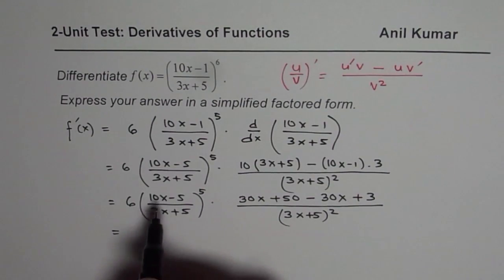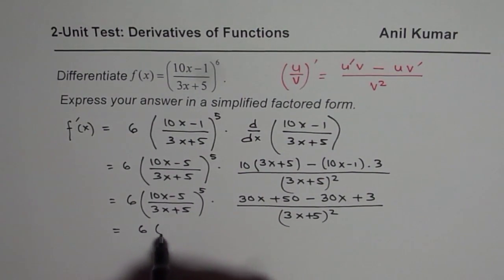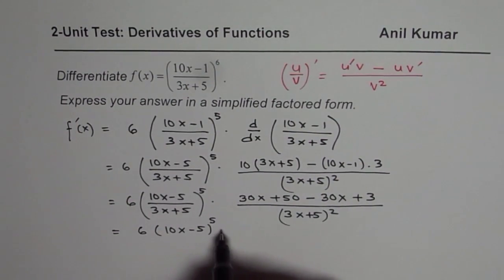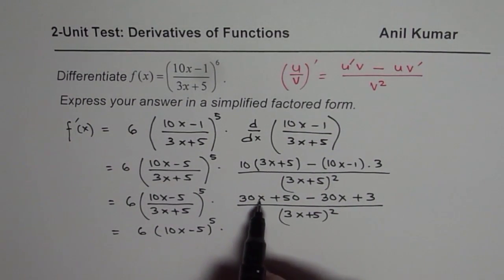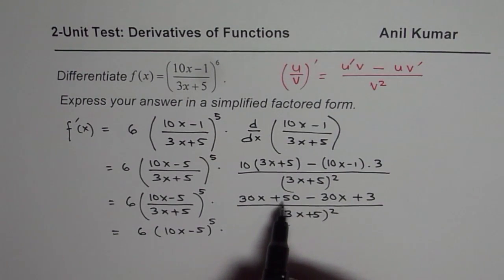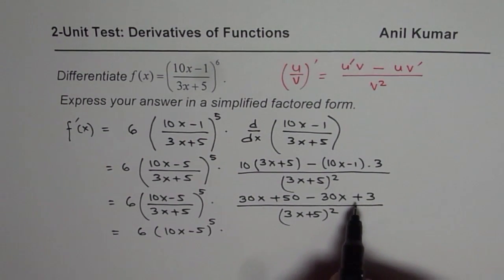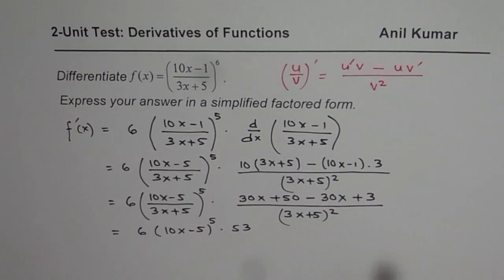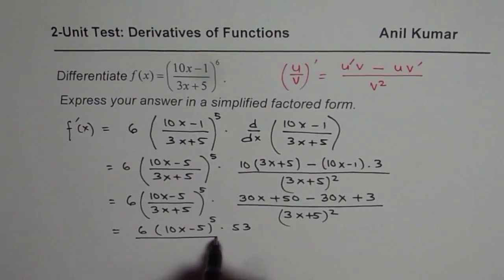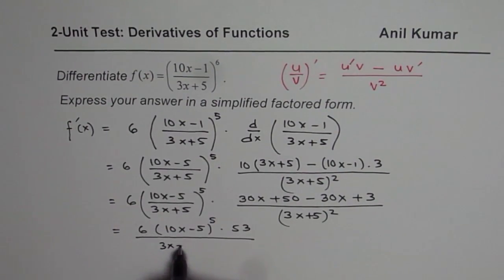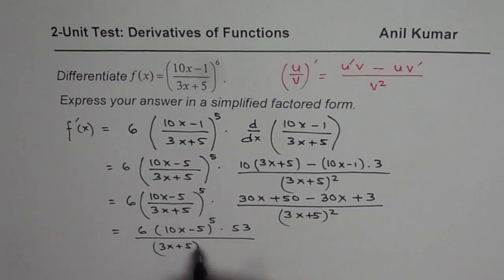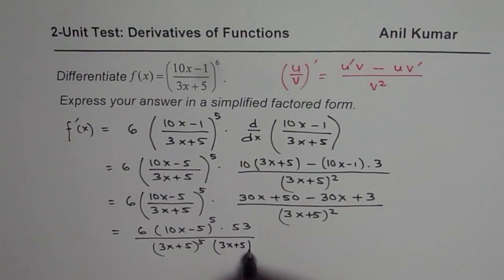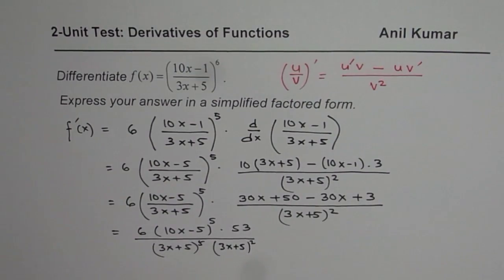Do you see that? And so we could write this as 6 times (10x minus 1) to the power of 5. I'm writing the numerators together. 30x minus 30x is 0. Plus 50 plus 3 gives us 53. So this is times 53. And divided by, we have here (3x plus 5) to the power of 5 times, again, (3x plus 5) whole square, right? So that is what we have.